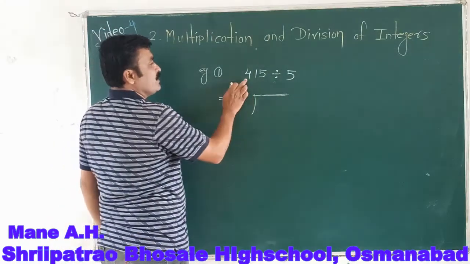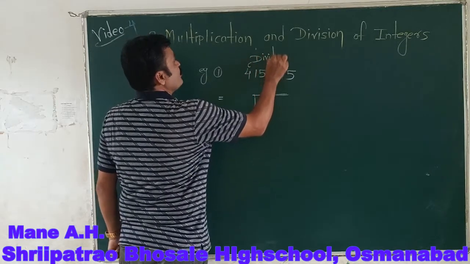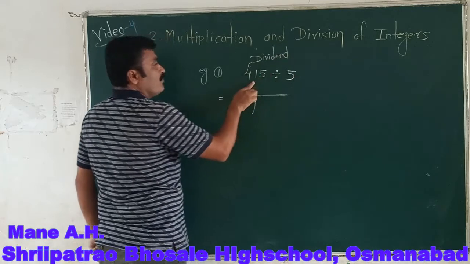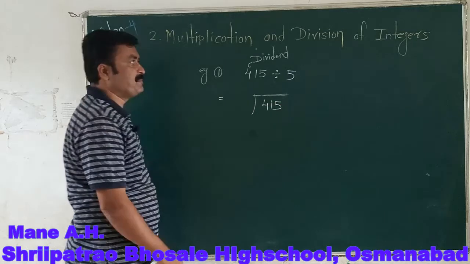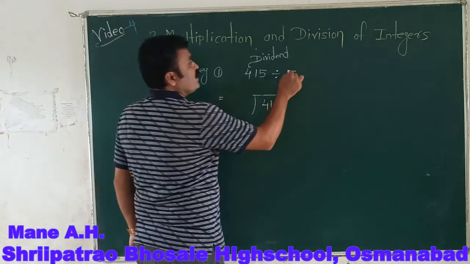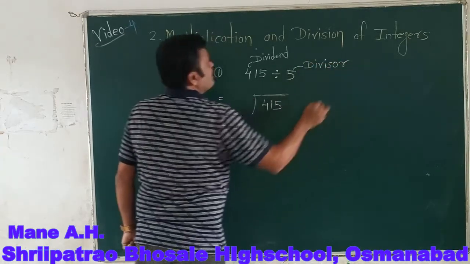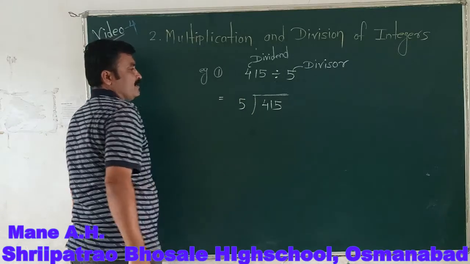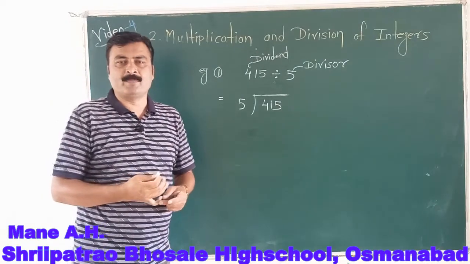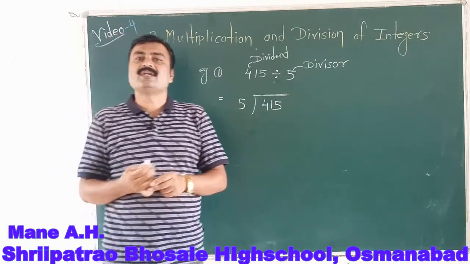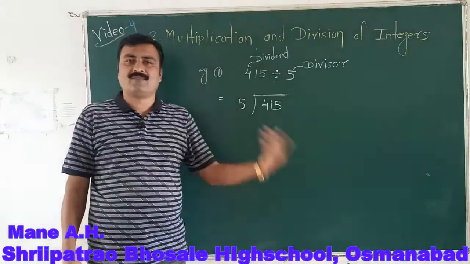Now the number that we want to divide is called the dividend. That's important here. The number that we want to divide, we write inside of this sign, that is 415, and the number by which we divide is called the divisor. That number we write outside of this sign. Now this 415 we have to divide by 5. So we know how we can continue the division process. For this division process, now we are using the table of 5 here.